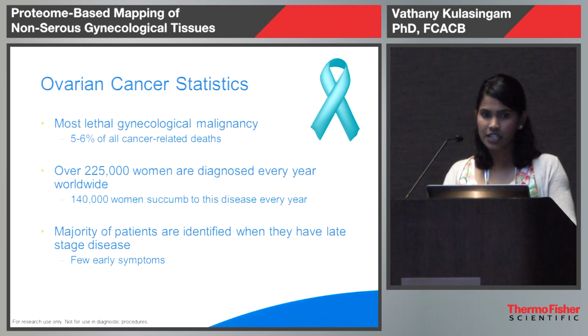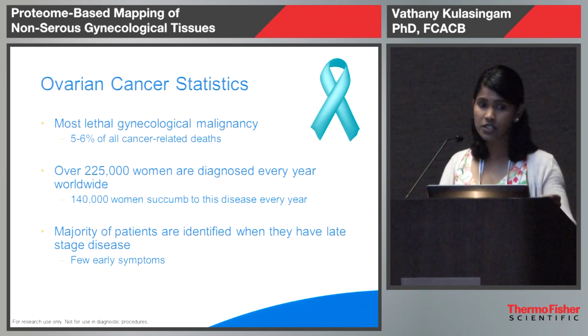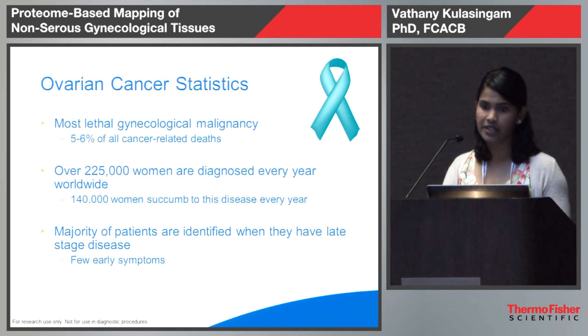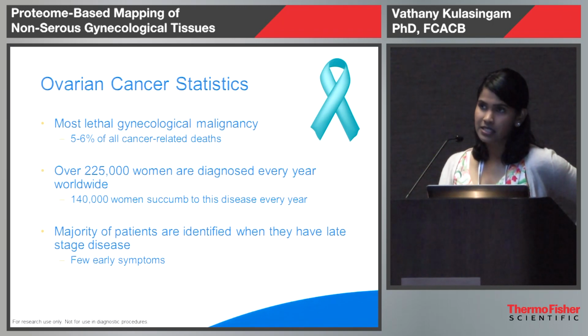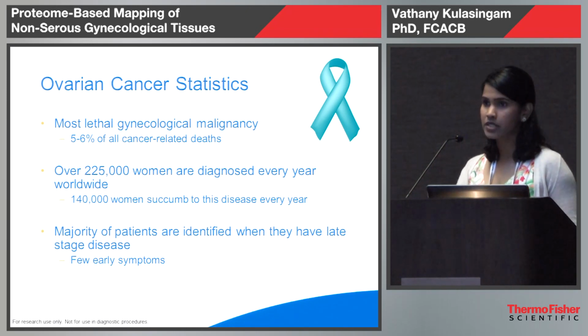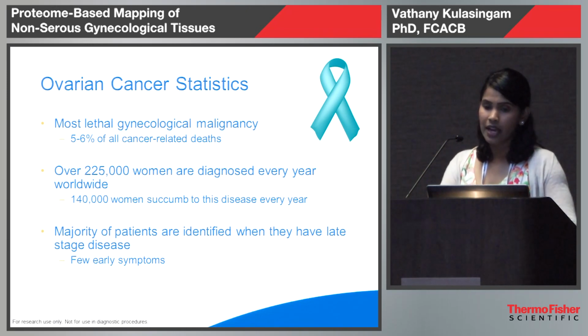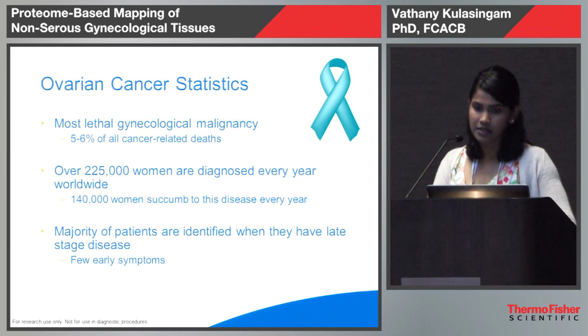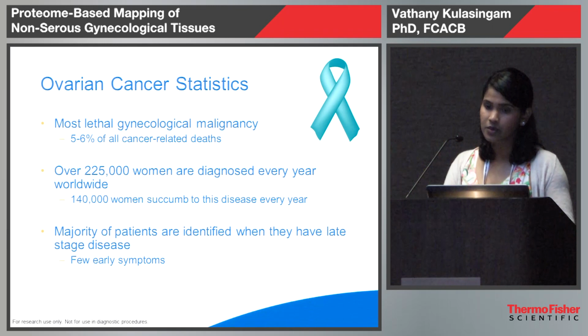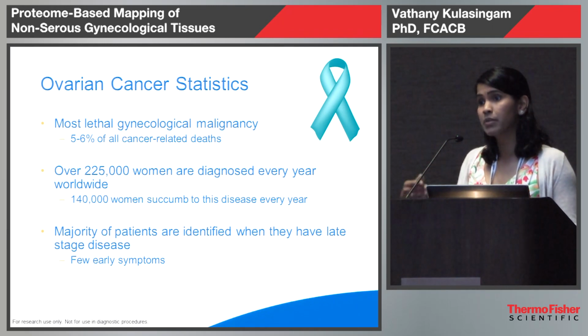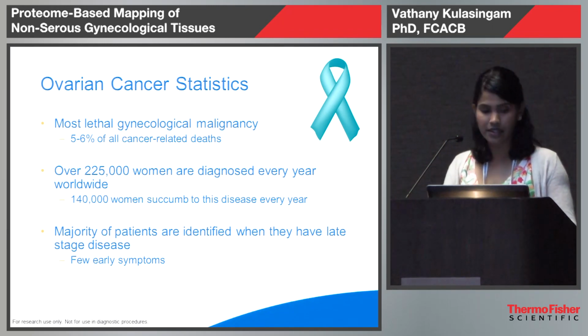And so today's presentation, I'll look at how we can use these tools to help us understand just a little bit more about ovarian cancer. Ovarian cancer is the most lethal gynecological malignancy. It accounts for about 5 to 6% of all cancer-related deaths. Over 200,000 women are diagnosed every year worldwide, and well more than half of them will succumb to the disease each year. The majority of these women are identified when they have late-stage disease, primarily because they are quite asymptomatic at presentation.